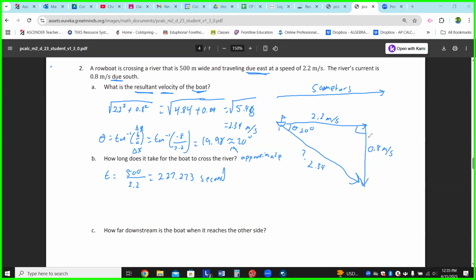The issue is we do have a current. So we got to determine how far that is taking me off course. So what you do is you take this number and multiply it by 0.8. This will take you to how far you just traveled here. 0.8, to account for the current affecting you. So this is going to be our 0.8 with our time. And where's that put us? 181.81. All right. Meters.